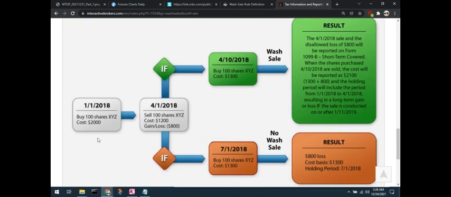nice graphic that shows an example of, okay, if I bought this stock on January 1st, I sold it on April 1st, if I buy it back on the 10th, it's a wash sale. If I wait till July, it's not a wash sale. So again, I thought this was a useful example to show you how a wash sale would occur or not occur. And again, if you get stuck in a wash sale, you cannot deduct it from your taxes.